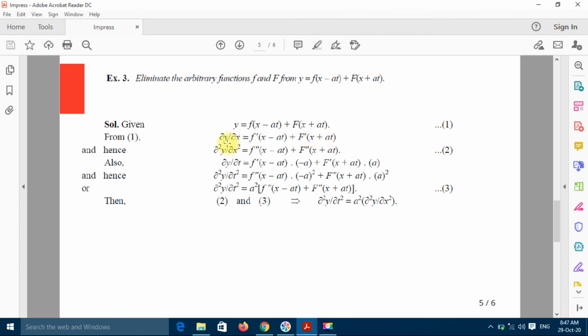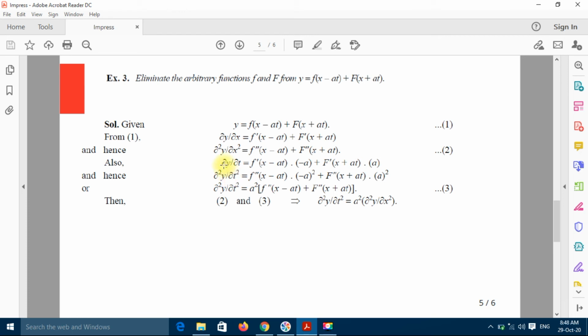Now again differentiate this equation ∂y/∂x with respect to x. Then ∂²y/∂x² is ∂/∂x of ∂y/∂x. So if we again differentiate this equation, then we get f''(x − at), and if we differentiate x − at with respect to x, then we get 1, and F'(x + at) differentiated by x partially becomes F''(x + at), and the partial derivative of x + at is again 1. So we suppose this equation to be equation number 2.